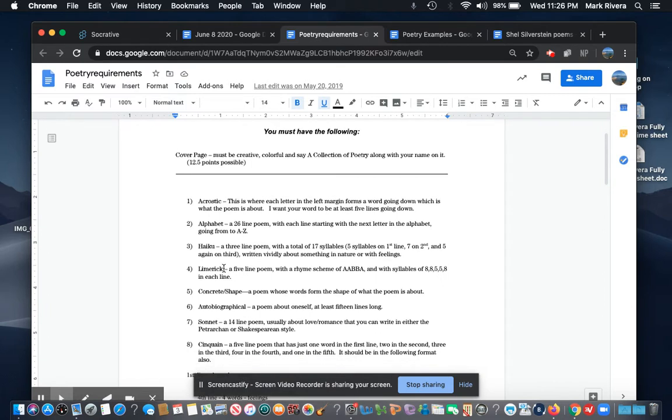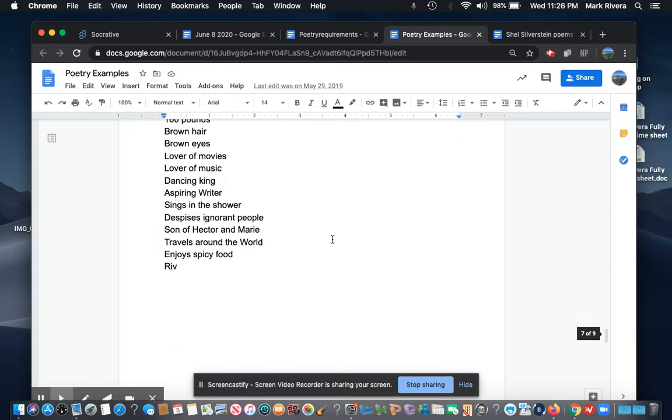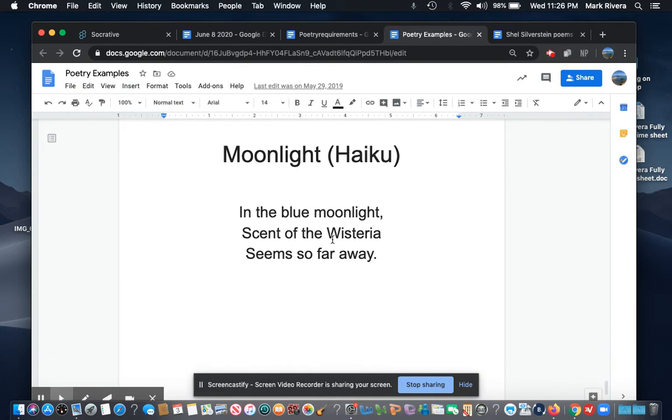The third type is a haiku. A haiku is a 3-line poem with a total of 17 syllables. There are 5 syllables on the first line, 7 syllables on the second line, and 5 syllables on the third line. Generally, haikus deal with nature. If you look at my example of a haiku down here, you have 1, 2, 3, 4, 5 syllables, 1, 2, 3, 4, 5, 6, 7 syllables, 1, 2, 3, 4, 5. So it's 5, 7, 5.